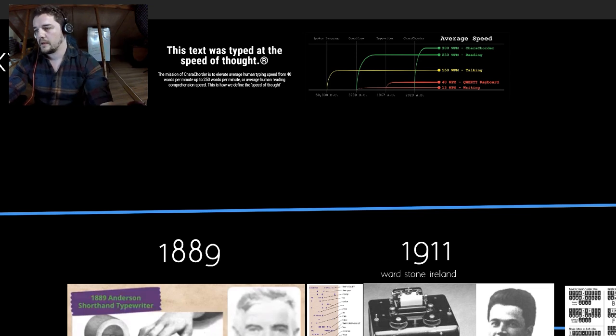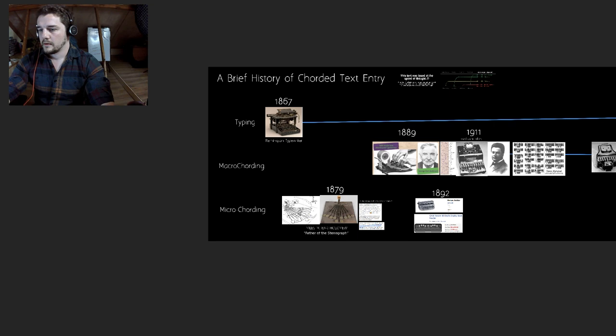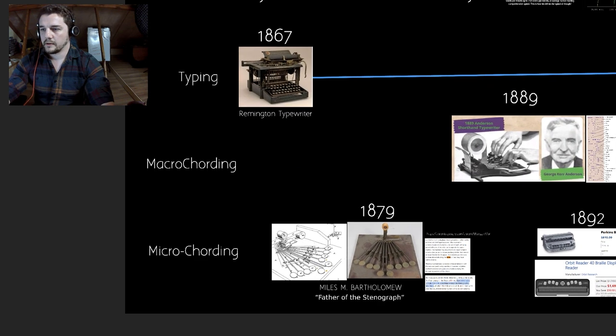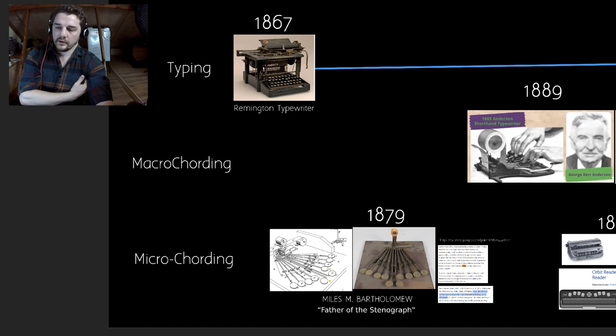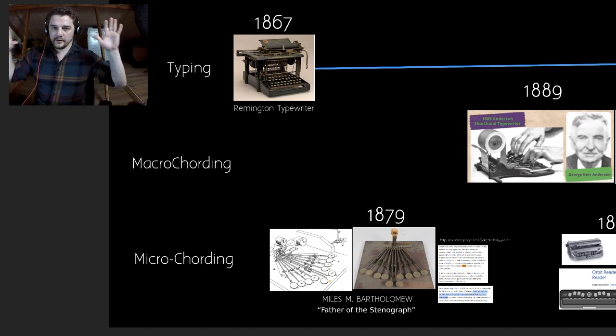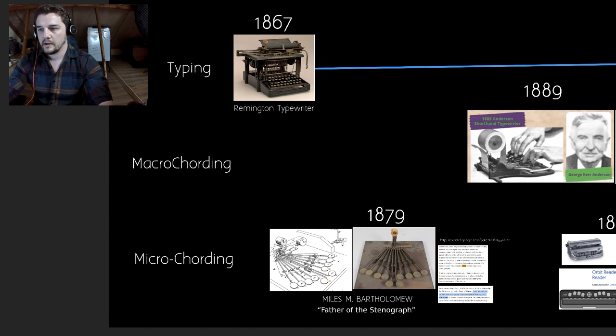thought. The first invention I'm going to cover is the typewriter, even though it is not a chording-enabled device, because it has the most impact on human output speed of any invention that was ever created, and it also has inspired every single other invention that is on this entire timeline.